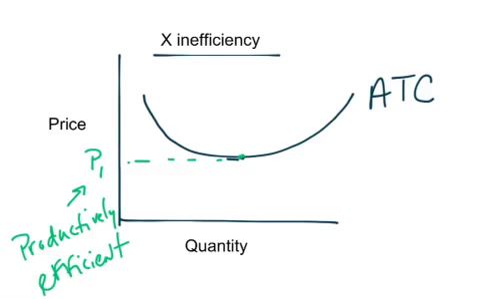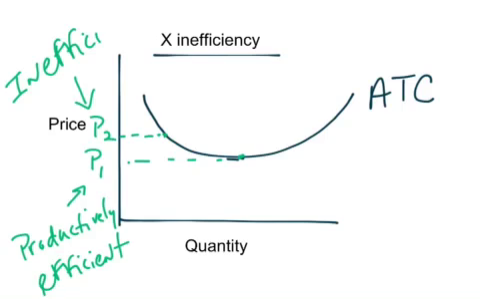Then we can consider a firm that is producing along the average total cost curve at a point of P2. This price, right, is inefficient, and we would call that productively inefficient. I'm running out of room. Productively inefficient. Then we can also, here's one point of production, here's another point of production.